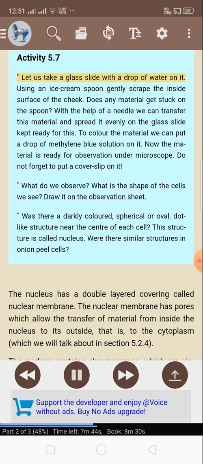Let us take a glass slide with a drop of water on it. Using an ice cream spoon, gently scrape the inside surface of the cheek. Does any material get stuck on the spoon? With the help of a needle, we can transfer this material and spread it evenly on the glass slide kept ready for this. To color the material, we can put a drop of methylene blue solution on it. Now the material is ready for observation under the microscope. Do not forget to put a cover slip on it.